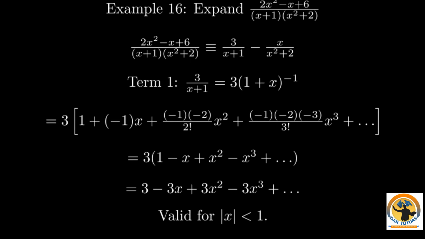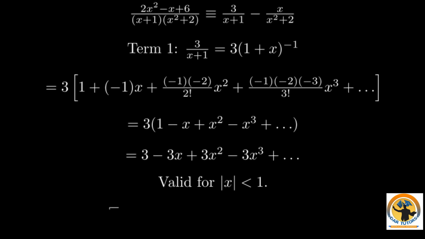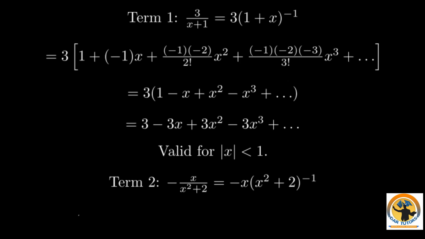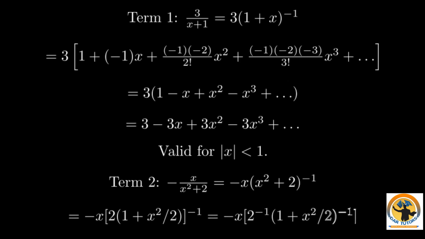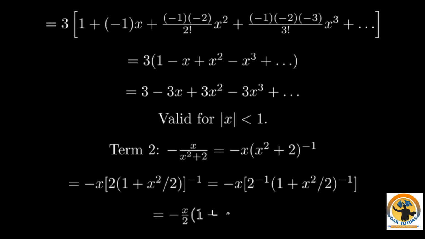Now for the second term, which is a bit more involved, we have negative x over x squared plus 2. We can write this as negative x times (x squared plus 2) to the power of negative 1. We need to factor out the 2 from the bracket to get it in the 1 plus y form. This becomes negative x times 2 to the power of negative 1 times (1 plus x squared over 2) to the power of negative 1. This simplifies to negative x over 2 times (1 plus x squared over 2) to the power of negative 1.